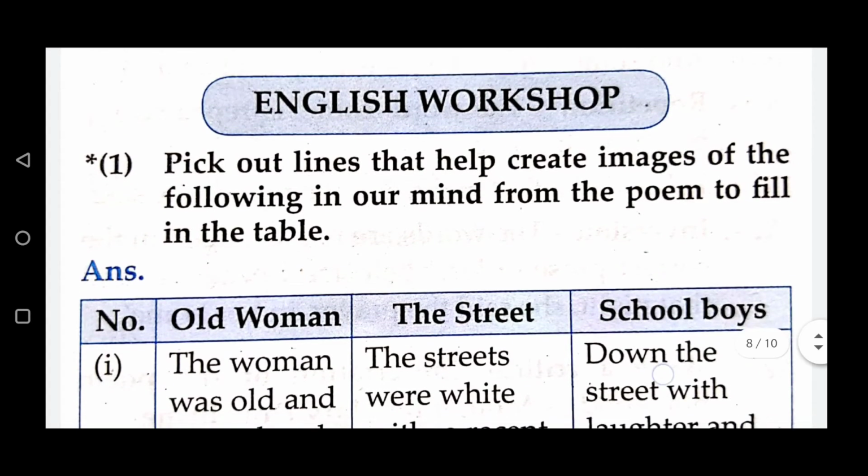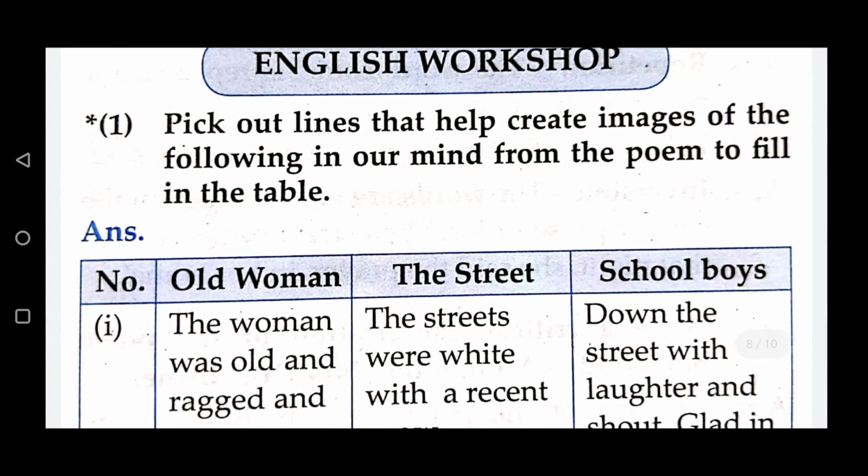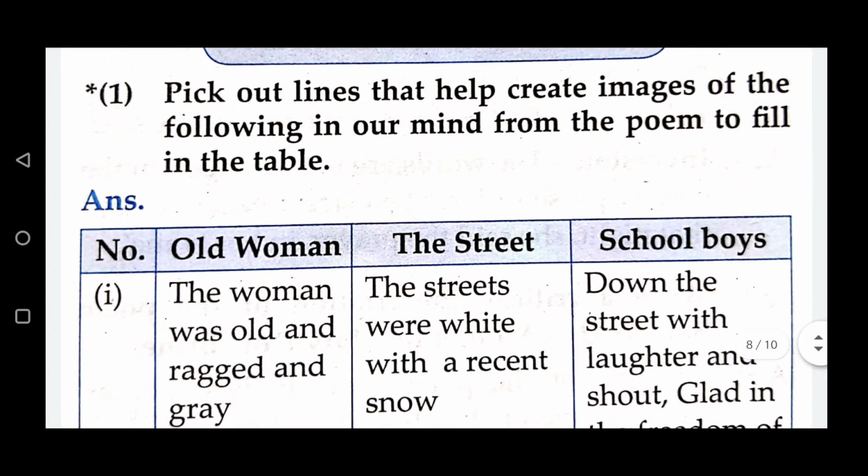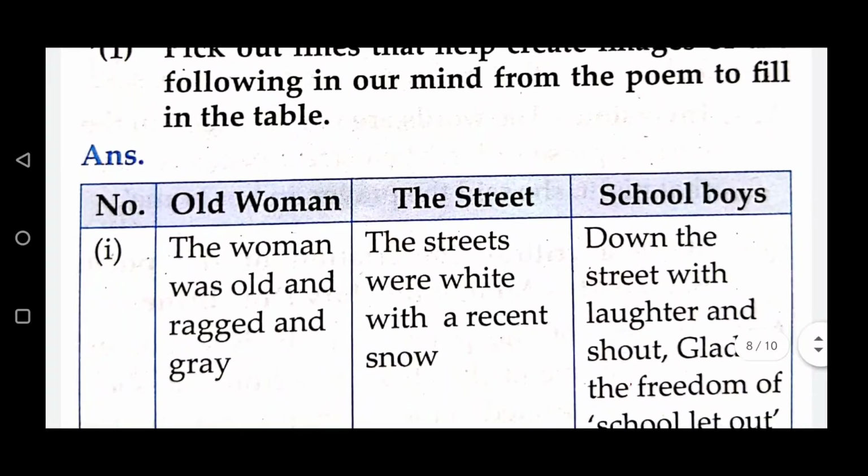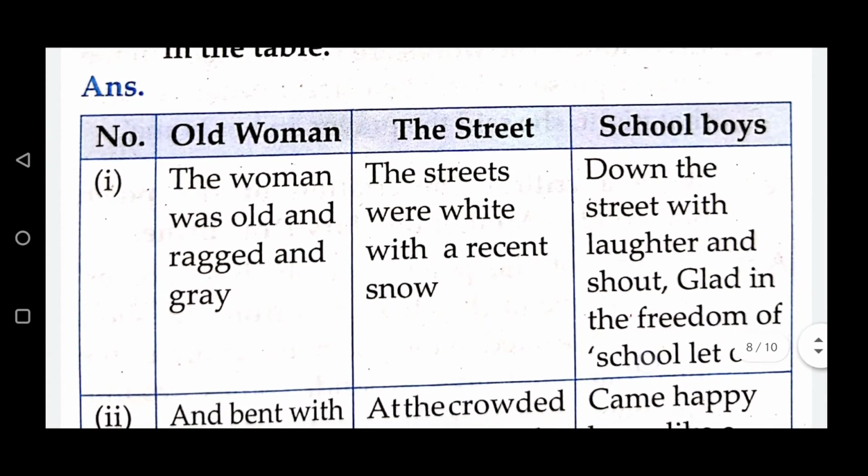English workshop. The first question. Pick out the lines that help create images of the following in our mind from the poem to fill in the table. So first is old woman. The woman was old and ragged and grey. We can imagine this, that the woman is old and she is having white hair and her clothes are torn.